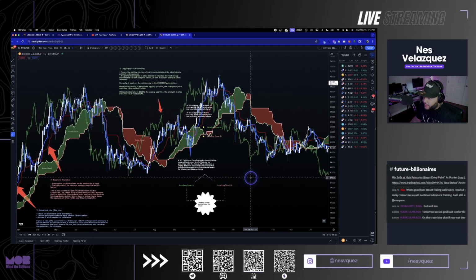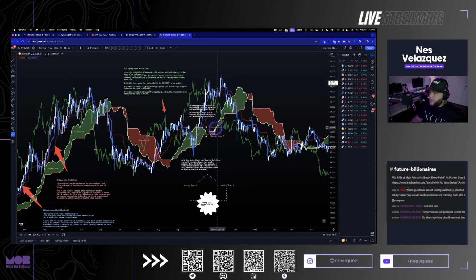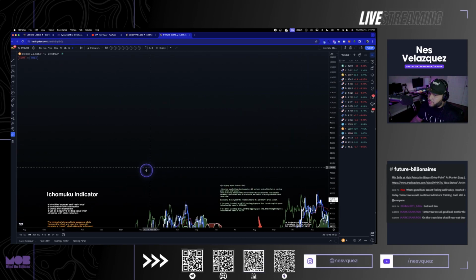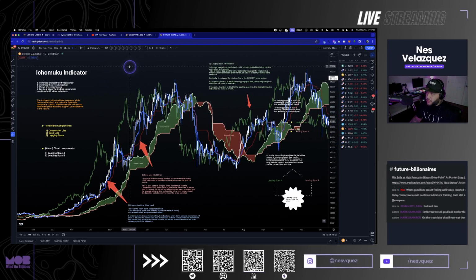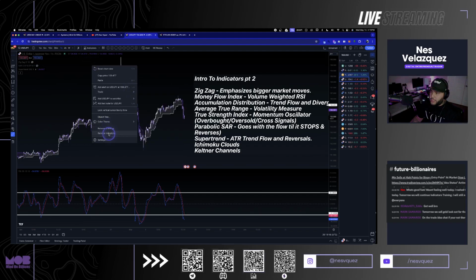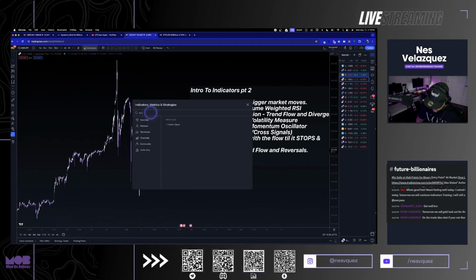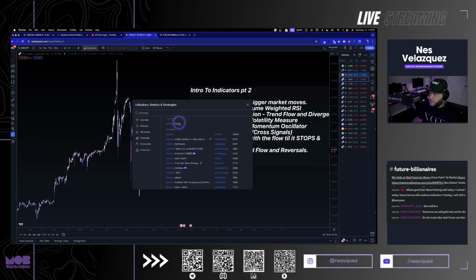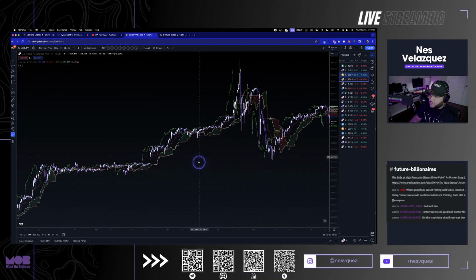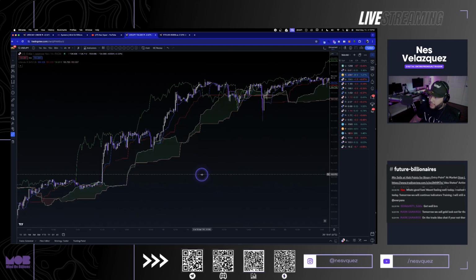Let's bring this in for a second. Leading span A, the green one. Leading span B, the red one. Okay, here we go, B and A. Now, when I'm personally using the Ichimoku clouds, let me take out all the indicators right over here, and let's bring the Ichimoku clouds in real quick. Let me show you how I break this down. Real simple. So now that we know what's up, this is default.